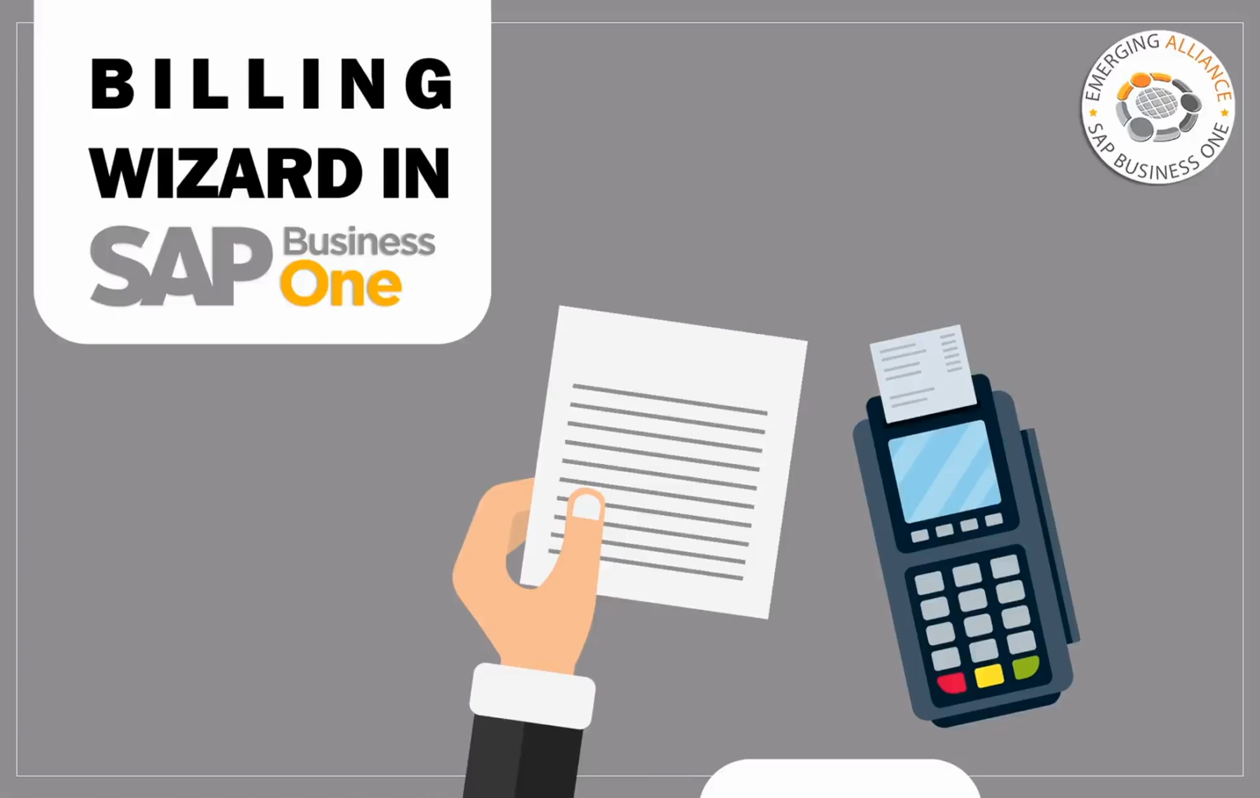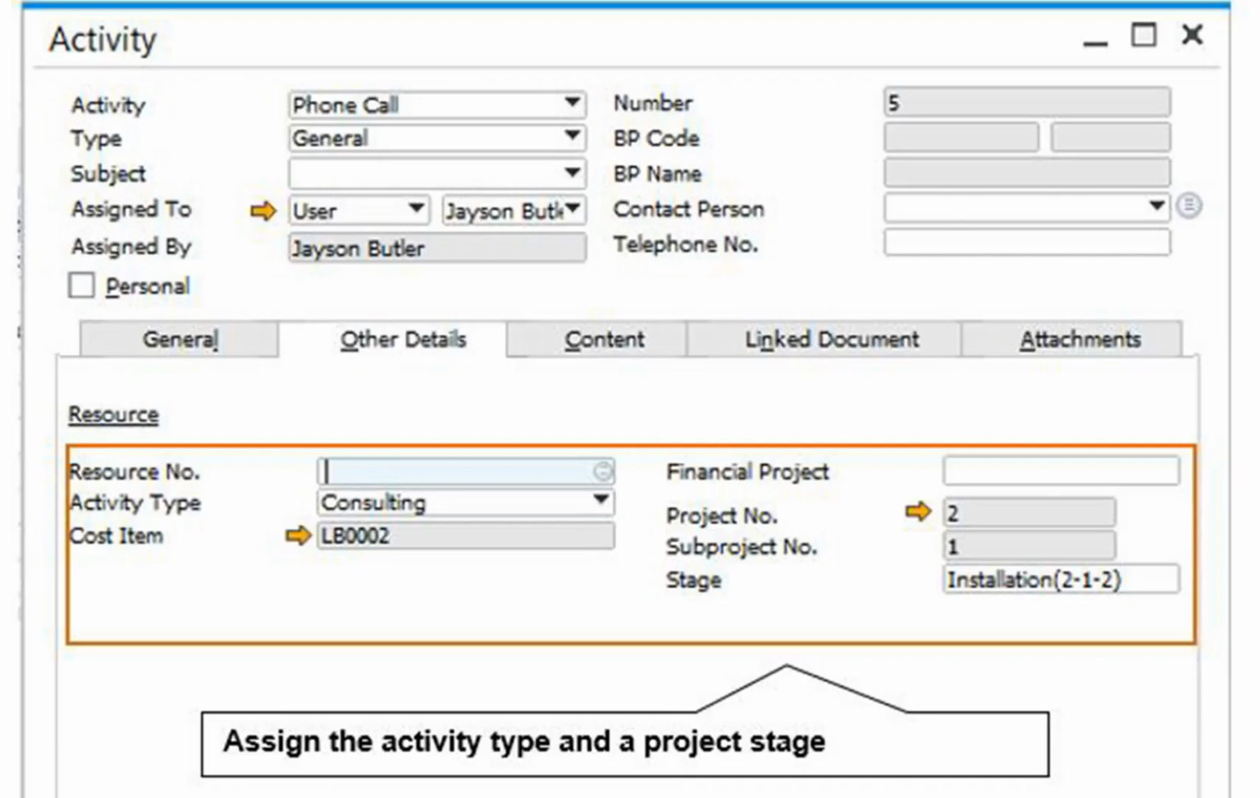In this video, you will get to know in detail about Billing Wizard in SAP Business One. SAP Business One allows you to automate the billing process directly from the project. You can bill sales and purchasing documents, activities, work orders, and timesheet.